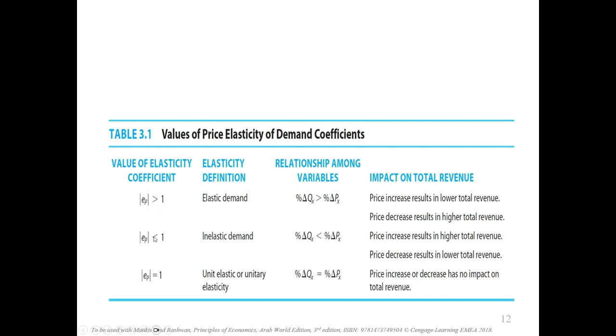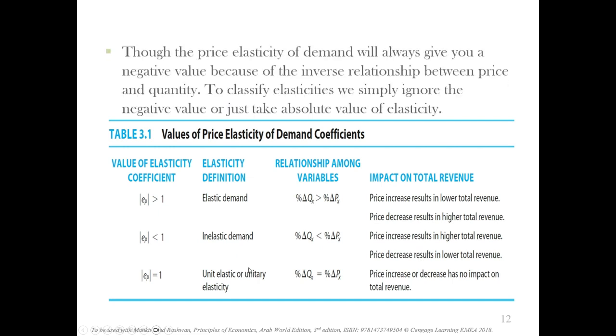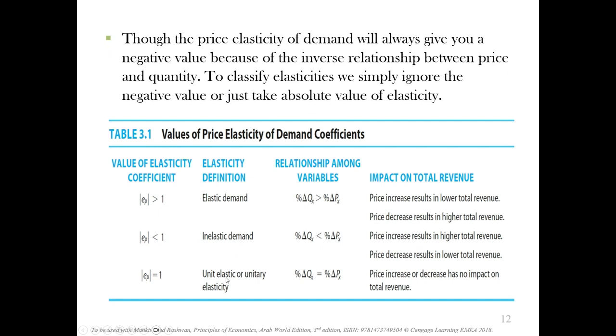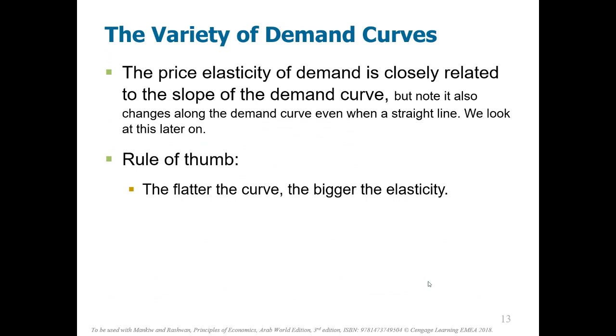And if it's inelastic, obviously if the price increases, customers are not going to be sensitive. Like medicines, if you increase the price, your revenue goes up, because people have no choice, right? If you decrease the price, you get less total revenue. Unit elastic is when a price increase or decrease has no impact on total revenue. It doesn't matter really. The flatter the curve, the bigger the elasticity; the steeper the curve, the smaller the elasticity.